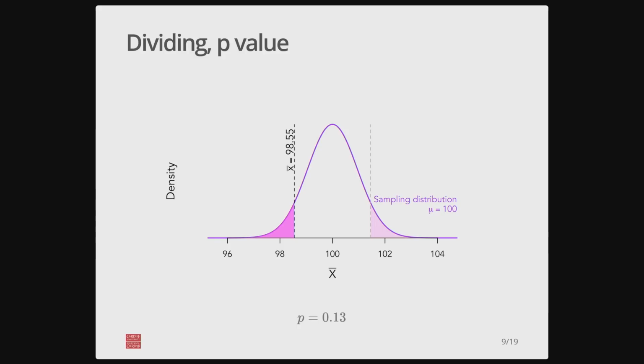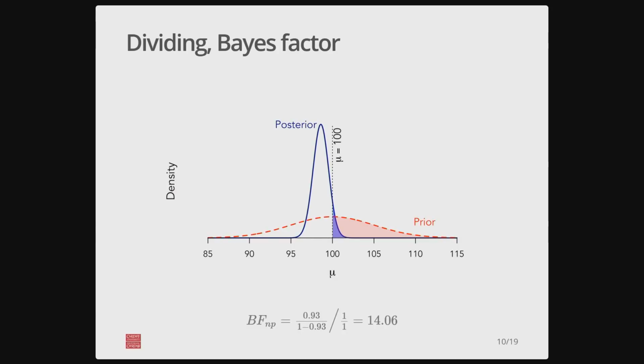Now, I'm going to do the same thing with a prior and a posterior. So I have a prior distribution that I've put in red here, and I've got a posterior distribution in blue. So this corresponds exactly to the data that I just showed you.